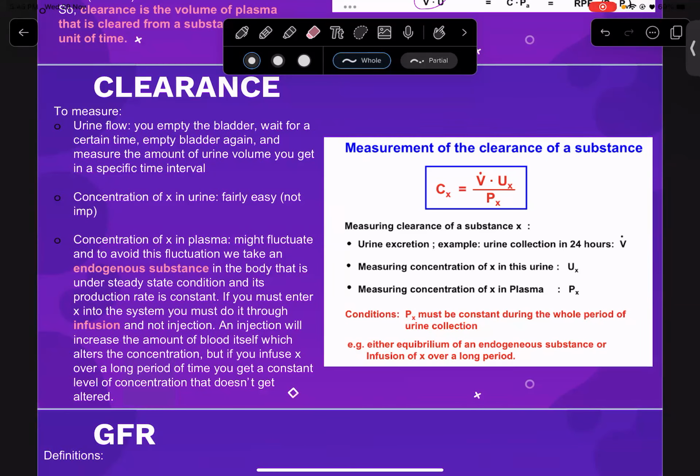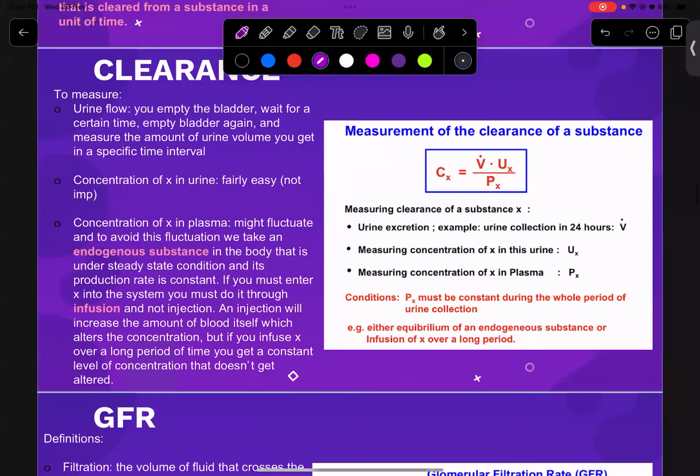And for the concentration of X in the urine, it's really easy. We don't really concern ourselves with it. It's not important. What's really important is the concentration of X in the plasma itself. A lot of substances in our body can fluctuate. It might not stay the same. We know how glucose, if you take a high carb meal, is going to be high in your plasma. But if you've been fasting all day long, the glucose is going to be really low.